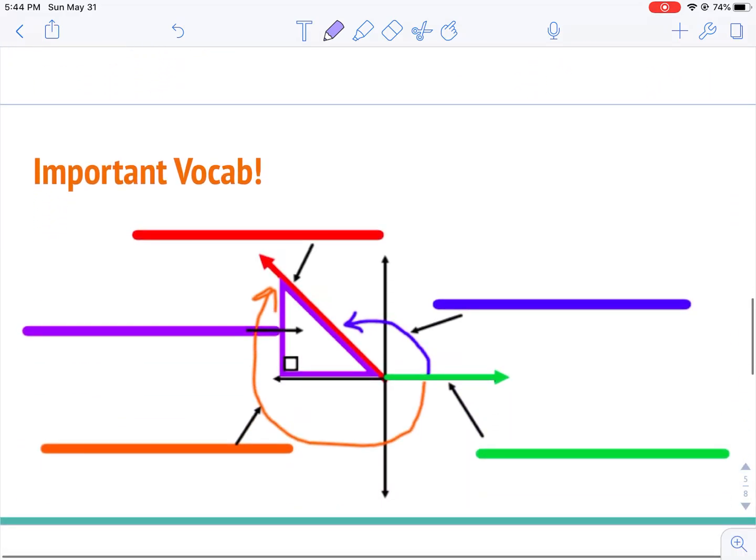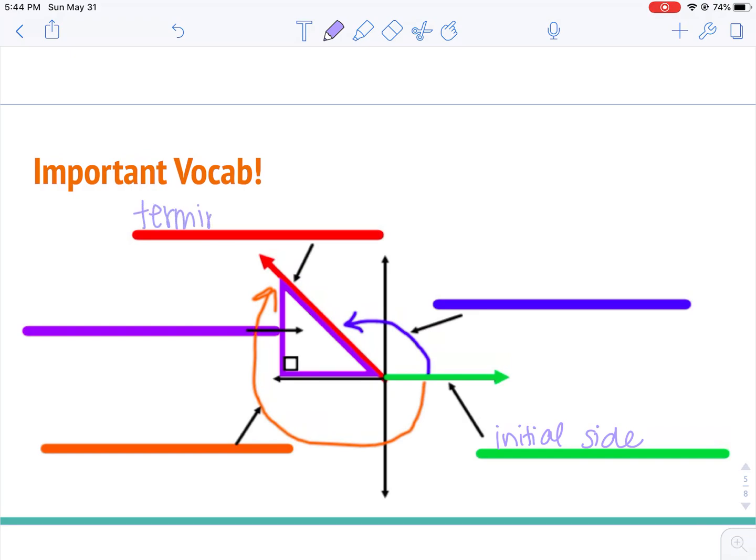So we're going to fill in some vocab. That green side is where your initial side is. And that red side then is where the terminal side is. The blue is your positive angle. And the orange is your negative angle. The purple then, if I make a triangle out of that terminal side, that is what we call a reference triangle.